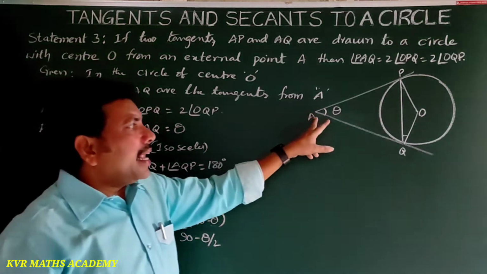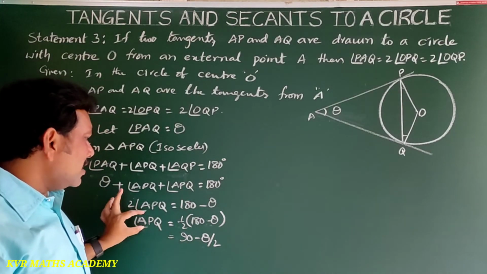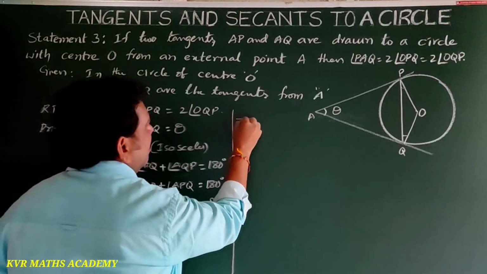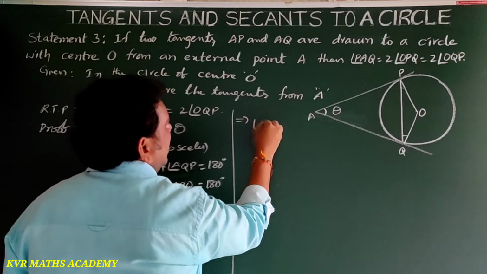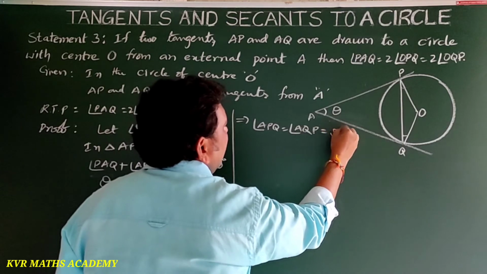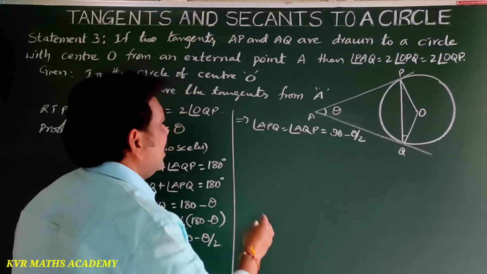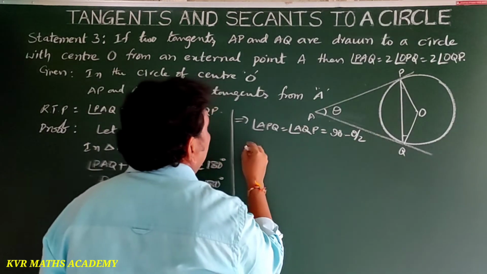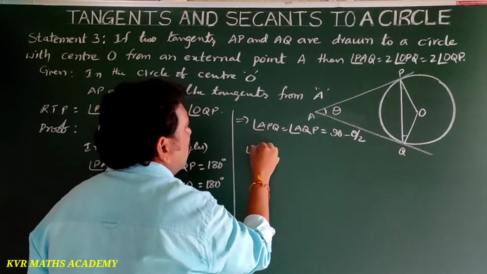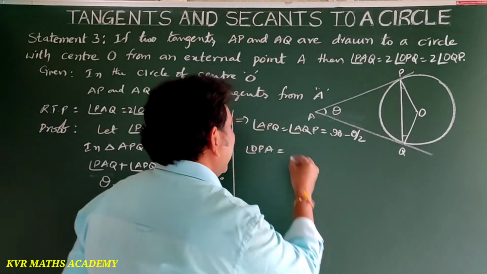So angle APQ is equal to 90 minus theta by 2. Similarly, angle AQP is also equal to 90 minus theta by 2. Why? Because angle APQ is equal to angle AQP, so both are equal to 90 minus theta by 2. Right? Yes. Now let us take angle OPA. Angle OPA is equal to how much? 90 degrees. Right?